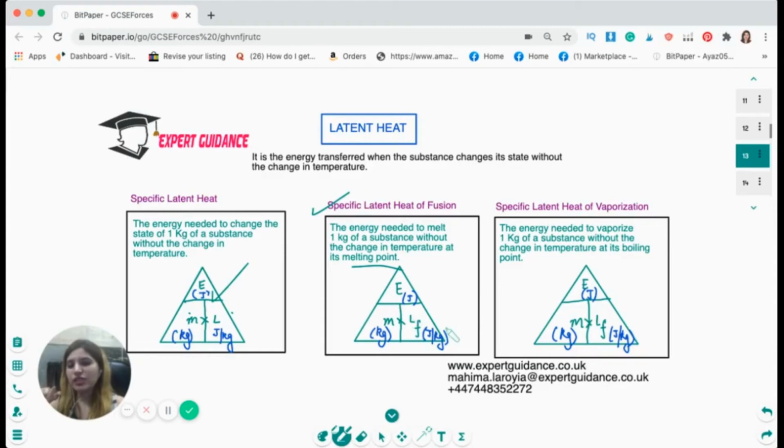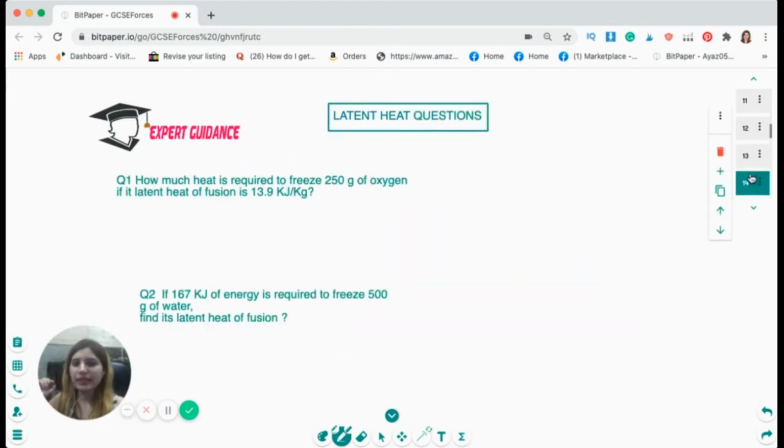The latent heat of fusion would be energy which is needed to melt 1 kg of the substance without the change in temperature divided by its mass. So these are the formulas. All right, now let us look at the question.